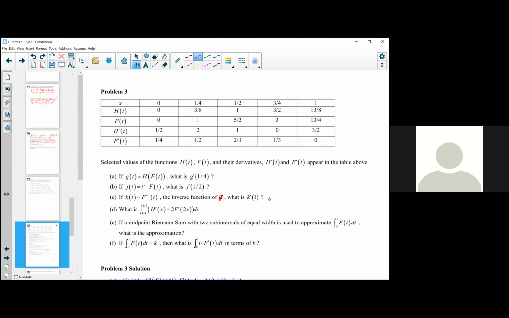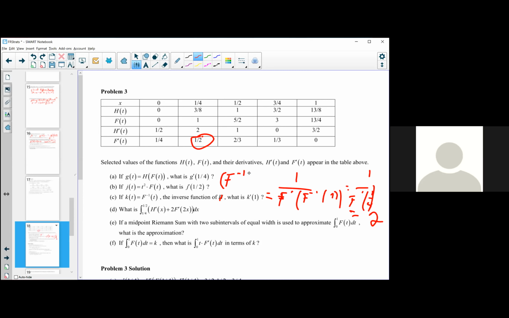So if we want to find k prime, that's 1 over f prime at f inverse of 1. And f inverse of 1 is 1/4. So 1 over f prime at 1/4. And f prime of 1/4 we can find right here is 1/2. So we get 1 over 1/2, or 2. So this is a little bit tricky. The reason they introduced this other function k, you might be more familiar, it might make more sense to you if I had written this.